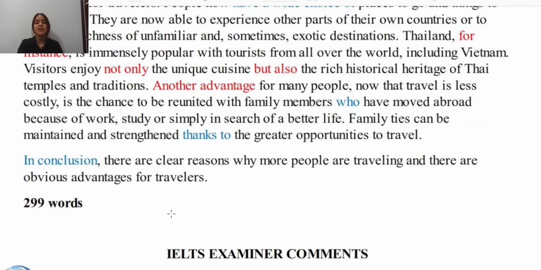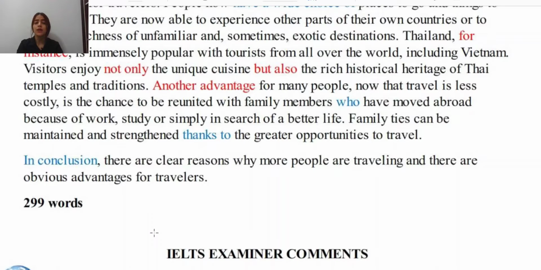So let's move on and talk about the next part, which is our conclusion, which seems to be quite short. In conclusion, there are clear reasons why more people are traveling. So here we are talking about the first question, and there we go with the second question. There are obvious advantages for travelers. So the second question has been discovered and explored here as well.